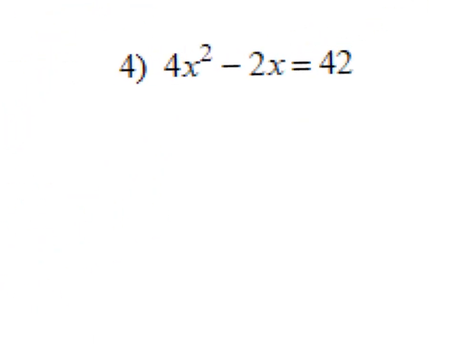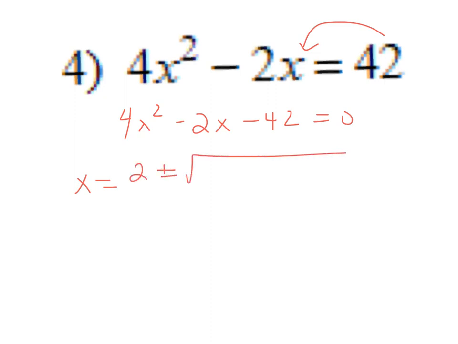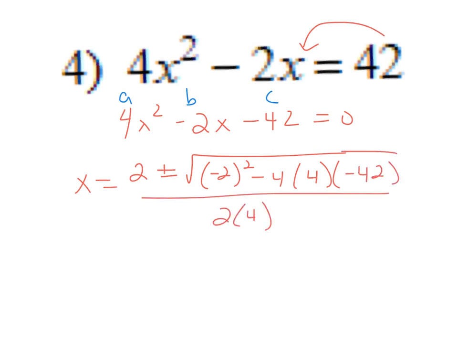Okay, on the next guy here, all right, we need to set equal to 0, so I'm going to go ahead and move my 42 right to here. So I'm going to get 4x squared minus 2x minus 42 equals 0. So x equals the opposite of b, which will be positive 2, plus or minus, oh, maybe I should go back. So a is 4, right? B is negative 2, and c is negative 42. And so now on the inside here, I've got b squared, so negative 2 squared, minus 4 times a, which is 4, times c, which is negative 42. All divided by 2 times 4, or 2a.